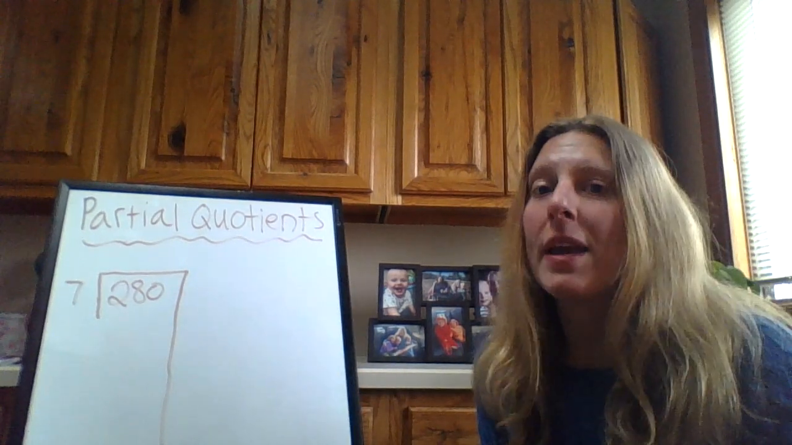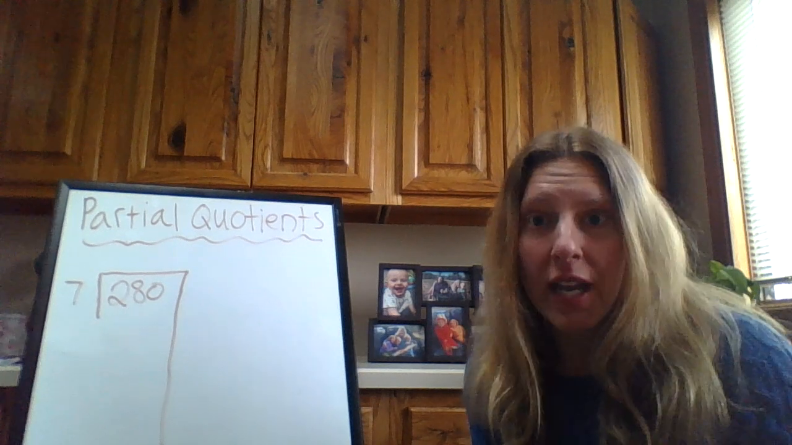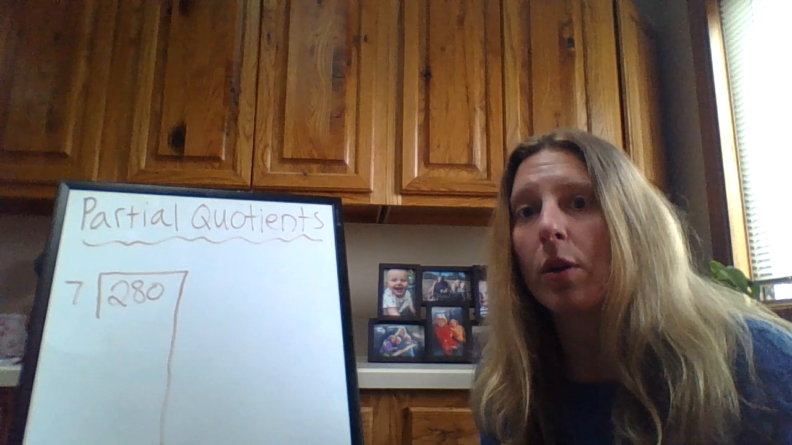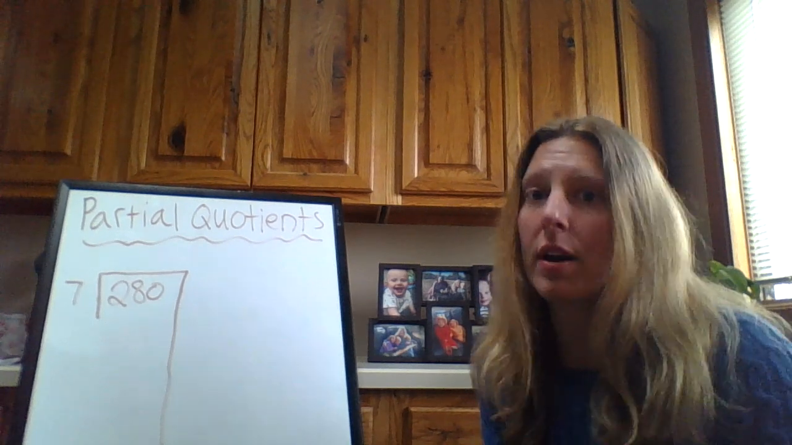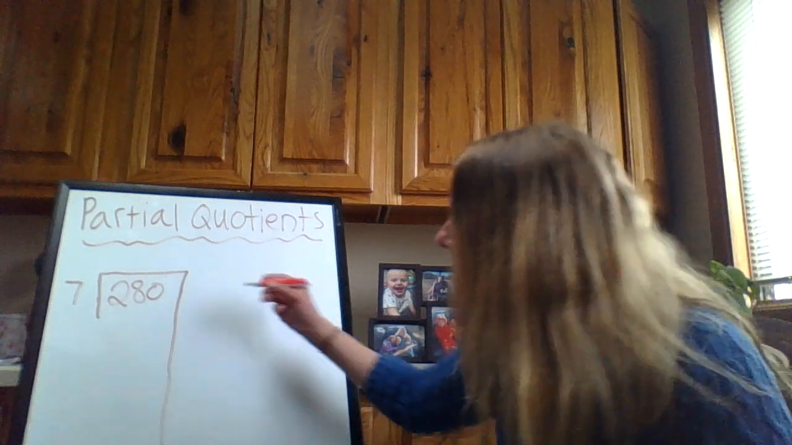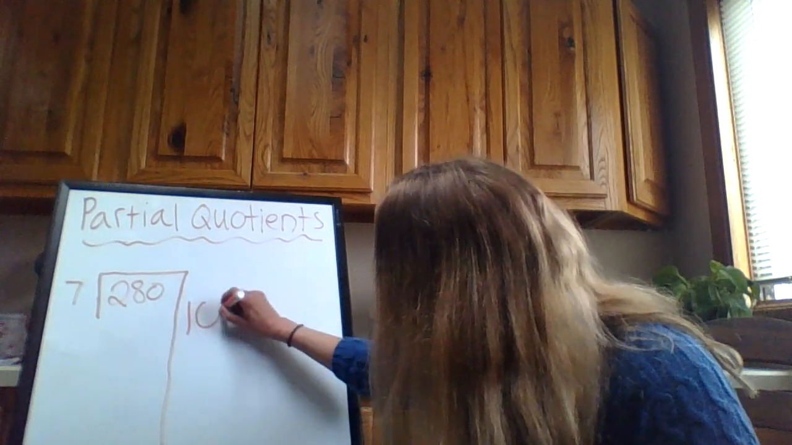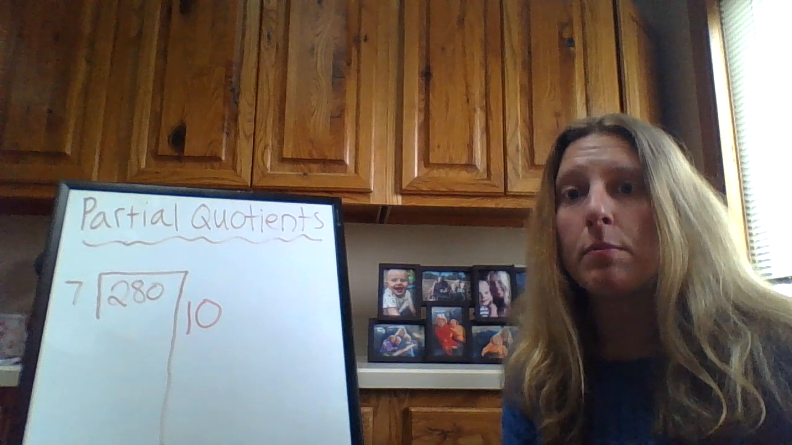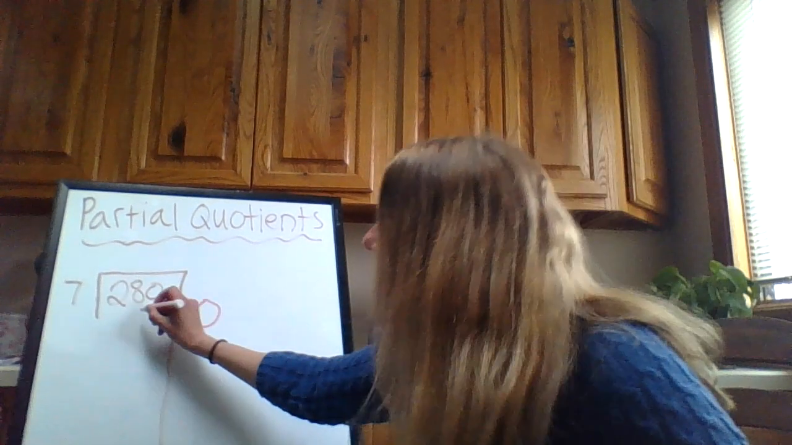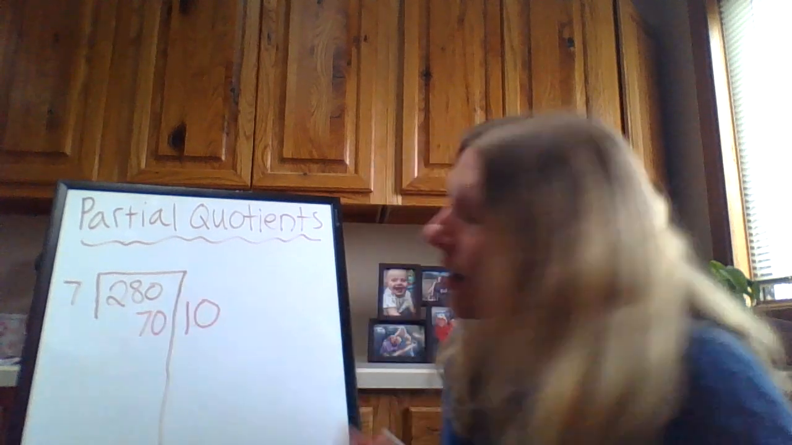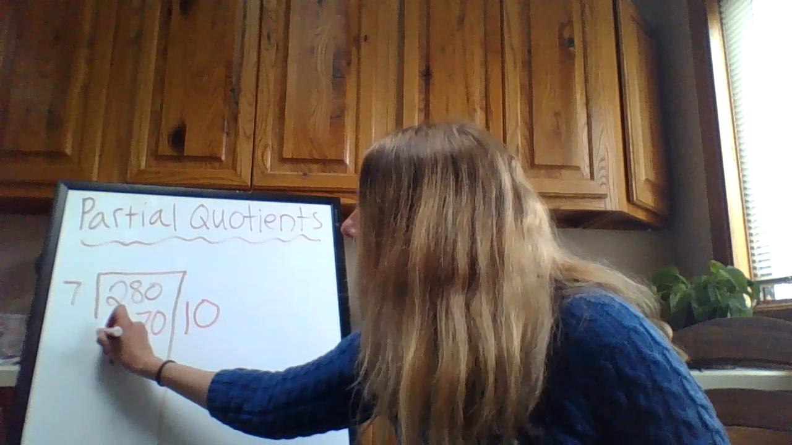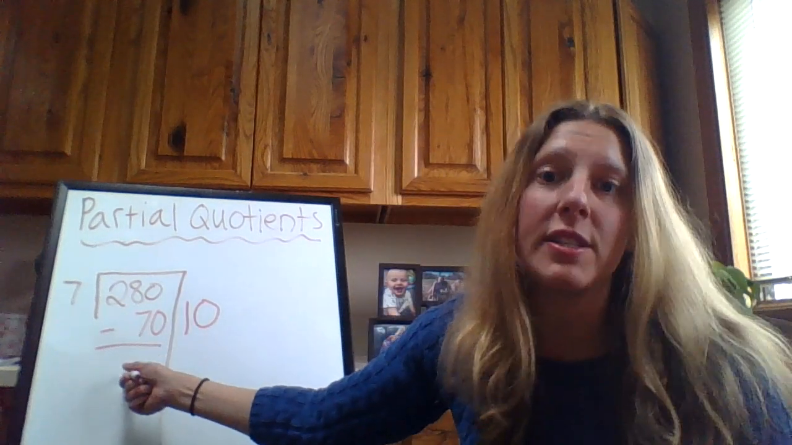So in class, when Mrs. Muir came in and when I was doing this with you, we suggested that you should start with 10, because we should know our tens pretty well by now as fourth graders. So I'm going to write 10 on the side, and then I'm going to multiply 10 times 7, which is 70. And I write 70 underneath 280, and then I'm going to subtract to come up with a new dividend.